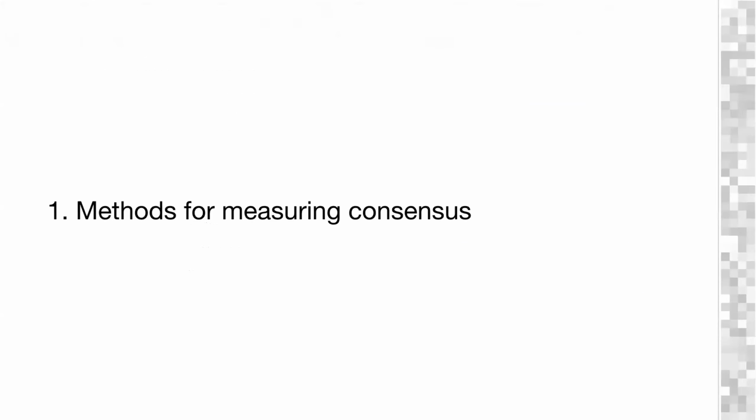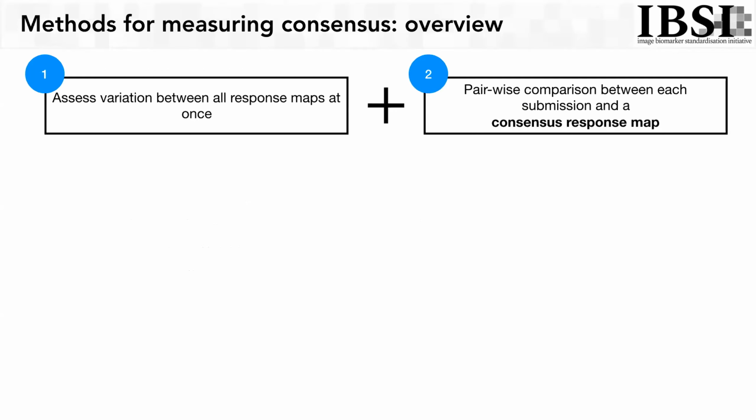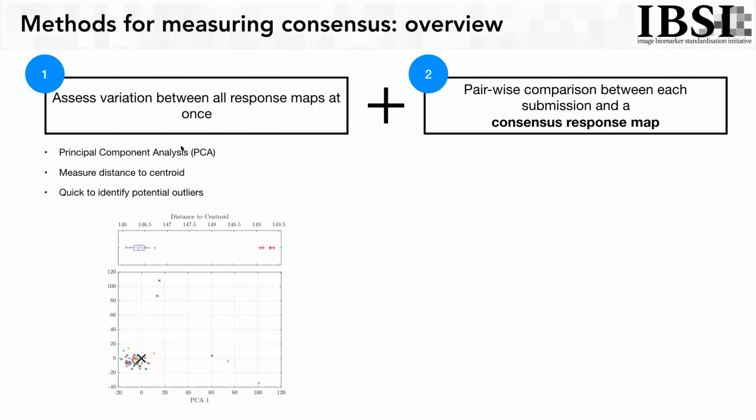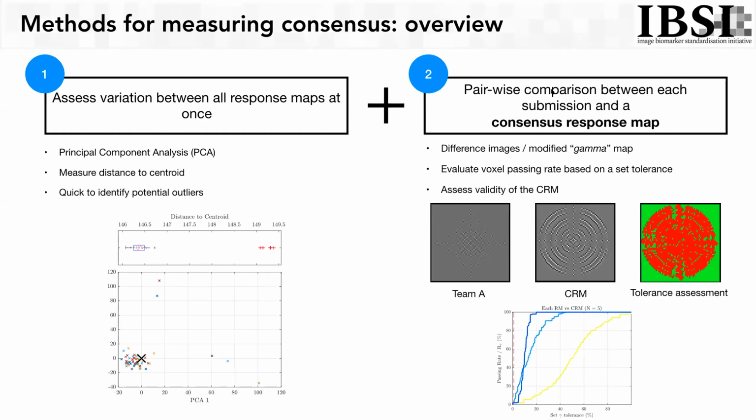So first off, for the methods for measuring consensus, again, essentially we're splitting them into two main types. The first is to assess the variation between all response maps at once. So this is the PCA technique, which I'll discuss. And then the other is to do a pairwise comparison, which involves essentially generating a difference image and then evaluating voxel-wise a passing rate based on some kind of set tolerance. And then from that, we can assess the validity of the consensus response map.